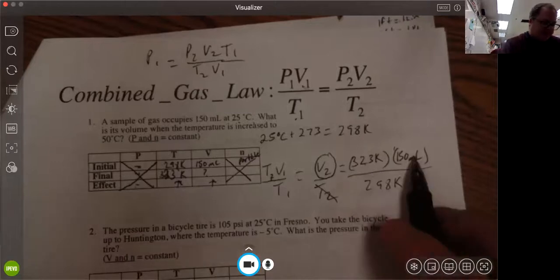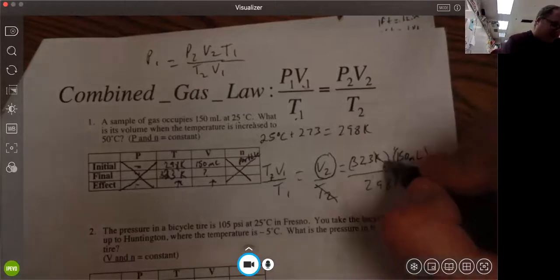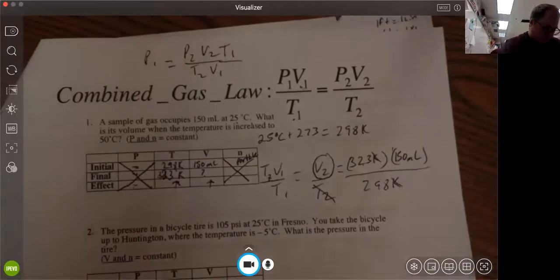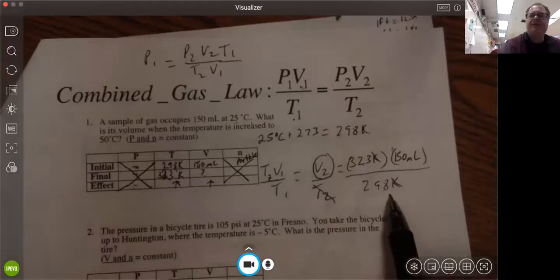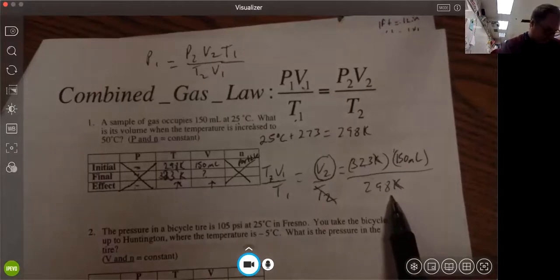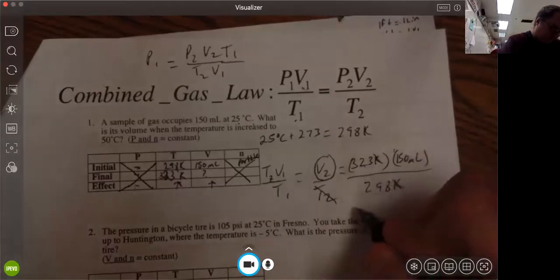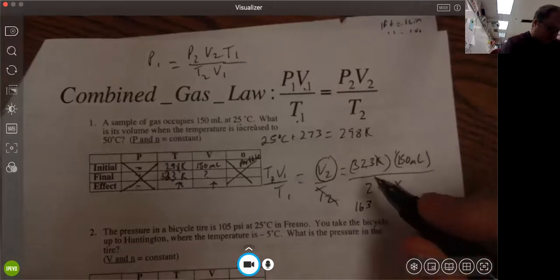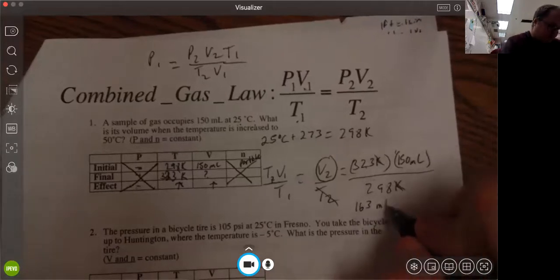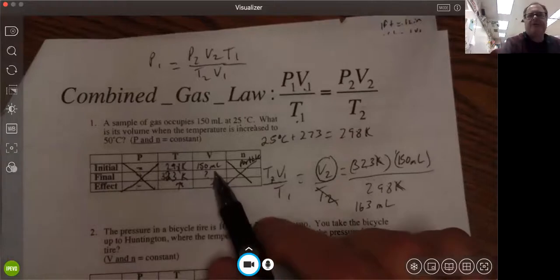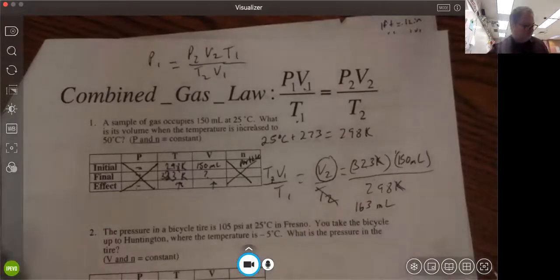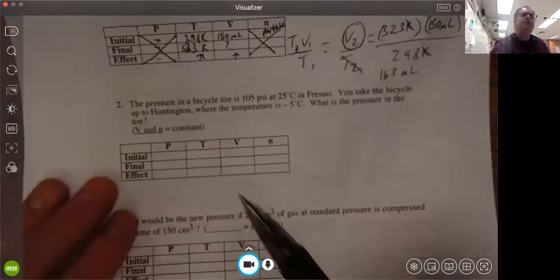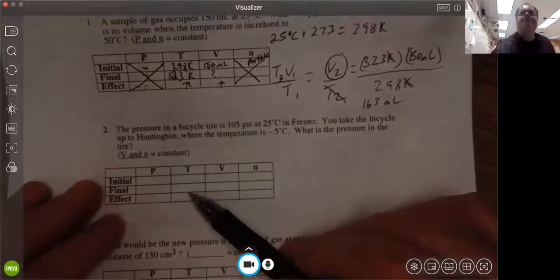If it's on top, we multiply. If it's on bottom, we divide. Kelvins will cancel out. 323 times 150 divided by 298. It's about 162.5838. 163 milliliters. Is that greater than 150 milliliters? Yes. So that is correct. Questions there?